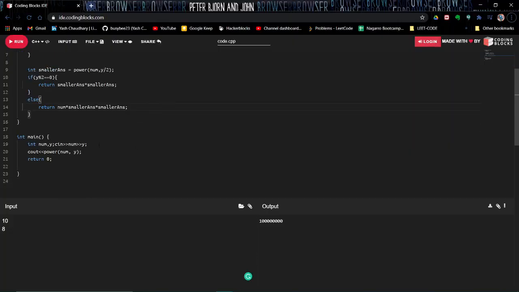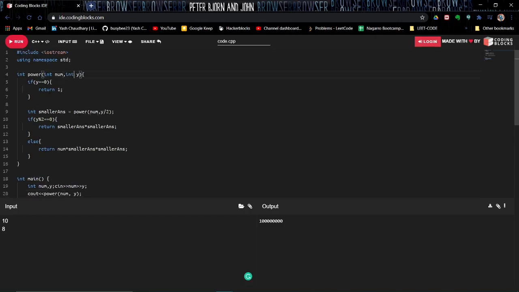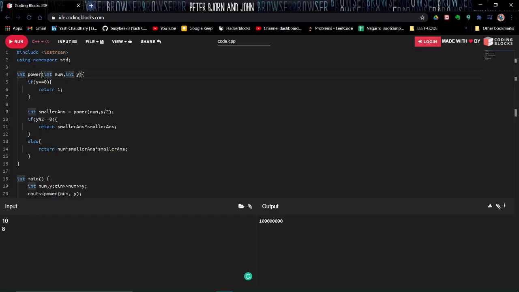This is the whole code. We are taking input num and y. So num is 2 here, for example, 2 comma 10, and we have passed it into our function num and y. If y is equal to 0, return 1. Basically, 2 raised to the power 0 is 1, because anything raised to the power 0 is 1. So return 1, and for the smaller answer, we are calculating the power function recursively with y by 2, which I have told you.